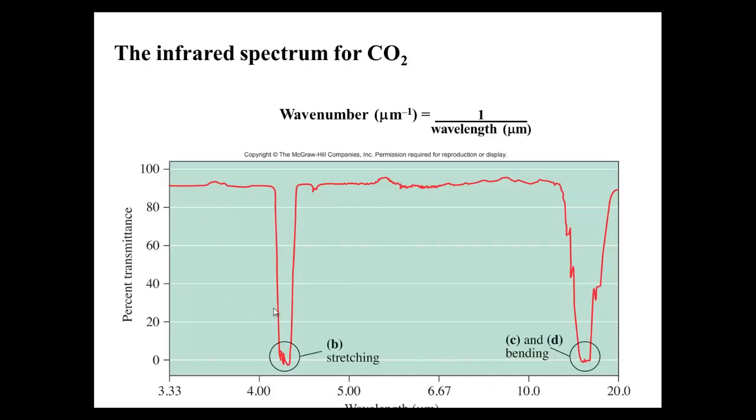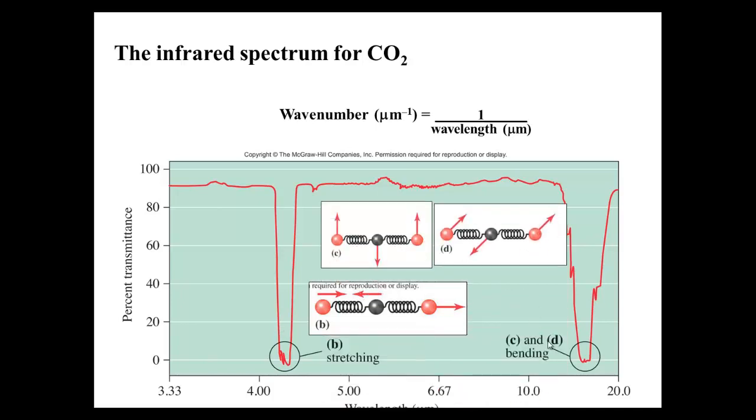Alright, so the first peak you see here is for the stretching. And this is only for your asymmetrical stretching. Notice here is your carbon dioxide, so carbon's in the center, one oxygen is moving outwards and the other oxygen is moving inwards. So this is your asymmetrical stretch, so your dipole moment is changing. So therefore you get an absorption here.